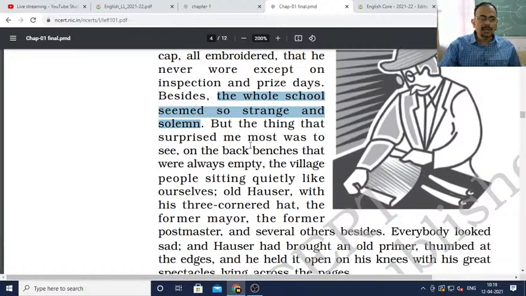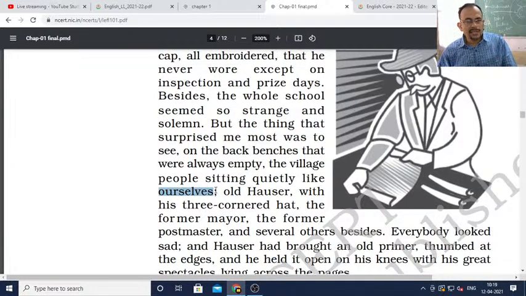But the thing that surprised me most was to see on the back benches, which were always empty, the village people sitting quietly like ourselves. Of all the surprises, the most surprising thing for Franz was that some elderly villagers had come and occupied the last few benches, which normally remained empty.